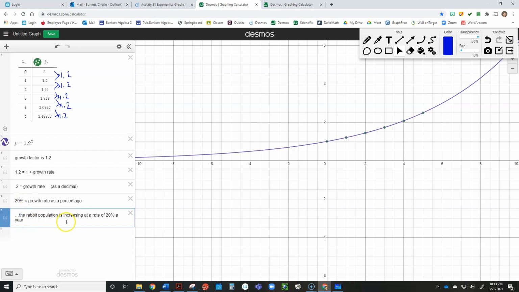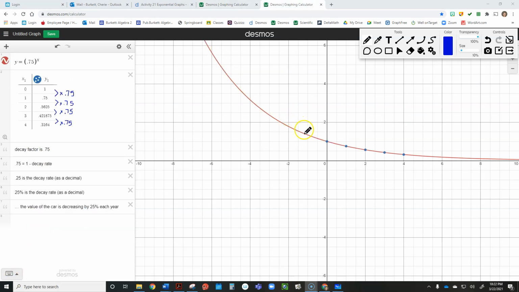So an example of a word problem here would be: the rabbit population is increasing at a rate of 20%. So in this problem right here, they're giving you the growth rate. You would take that growth rate, change it to a decimal, plug that number in right here, add it to 1, so 1 plus 0.2, and you get 1.2 as your growth factor. So you can compute them either way.